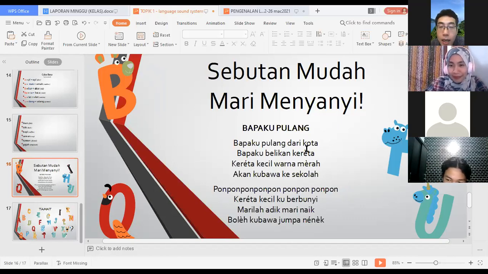Bapakku pulang dari kota, bapakku belikan kereta. Kereta kecil warna merah, akan ku bawa ke sekolah. Pon, kereta kecil ku berbunyi. Marilah adik, mari naik, boleh ku bawa jumpa nenek.